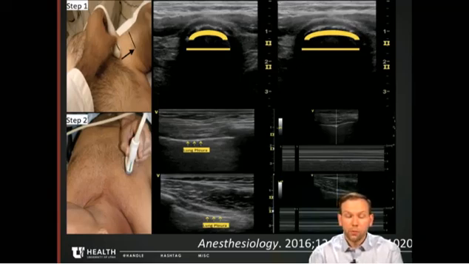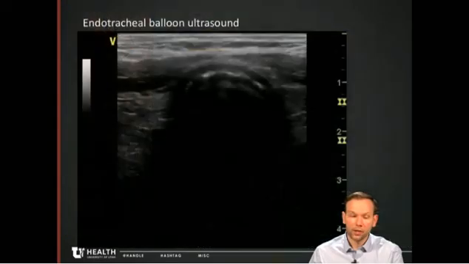Furthermore, step 2, you can see we're essentially in the algorithm that we laid out. We're looking at lung sliding, we're getting M mode and looking for those cardiac movements that we saw with our lung pulse, and using these two things together to try to rule in or out a main stem or bronchial intubation. Because we hadn't had a chance to look at it yet, I wanted to show you in real time what endotracheal balloon ultrasound looks like.